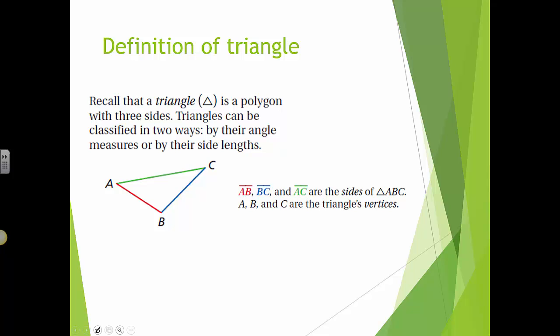So we're going to define a triangle first, and our definition for triangle is going to be a polygon with 3 sides. Triangles can be classified in 2 different ways. They can be classified by their angle measures, and they can also be classified by their side lengths. So the side lengths of this triangle are segments AB, BC, and AC, and they make up triangle ABC, where A, B, and C are what we call the vertices of the triangle.